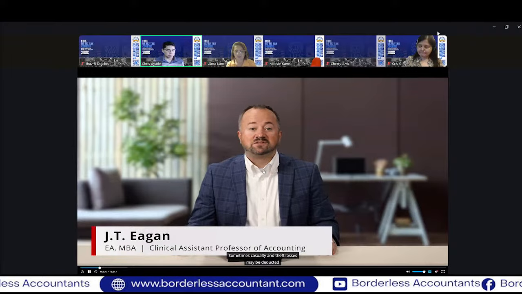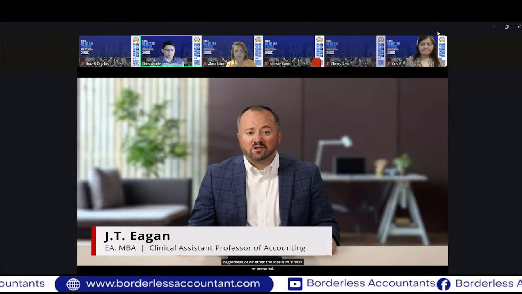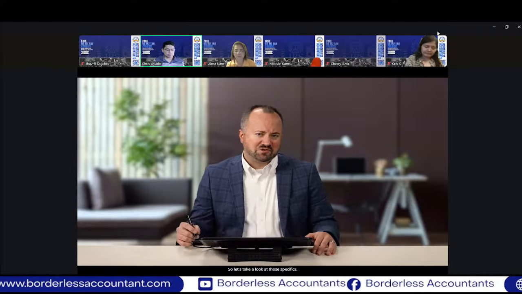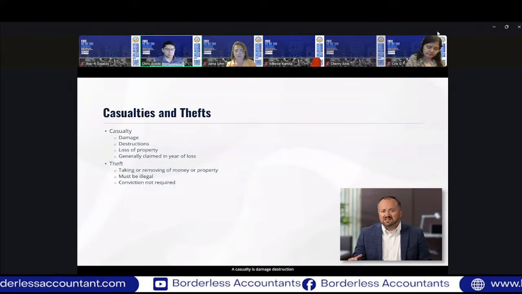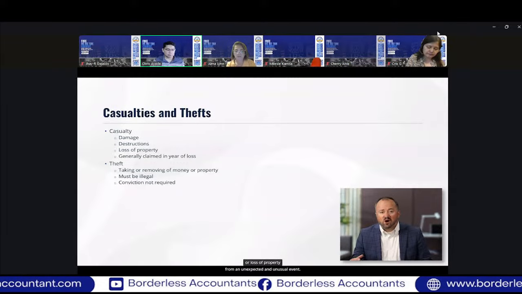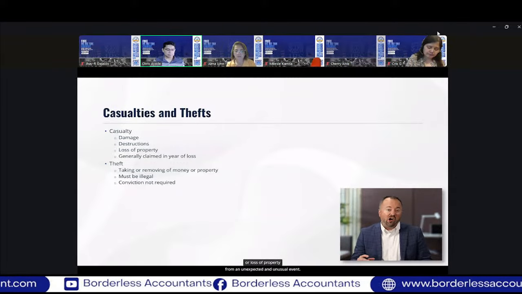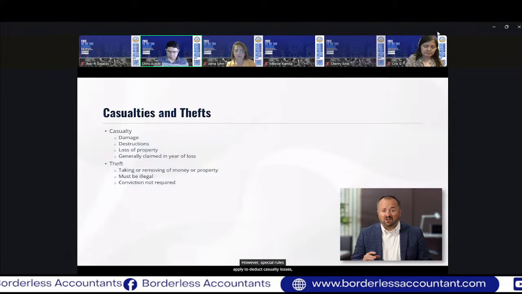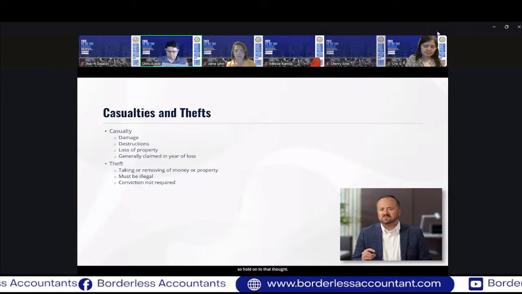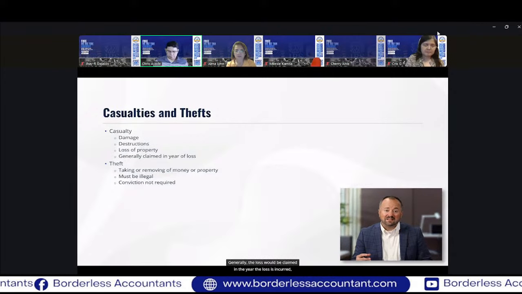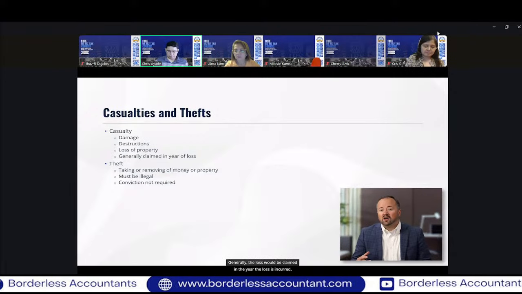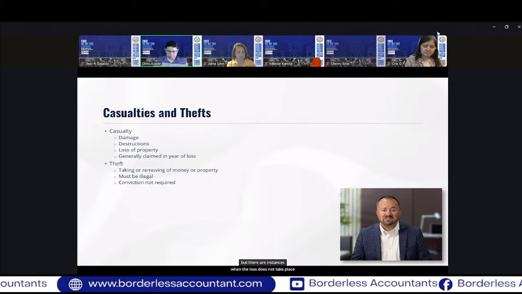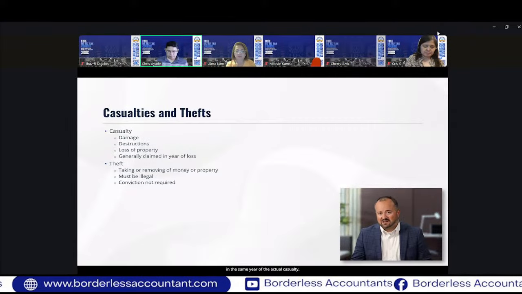Casualty and theft losses may be deducted regardless of whether the loss is business or personal. So let's take a look at those specifics. A casualty is damage, destruction, or loss of property from an unexpected and unusual event. However, special rules apply to deduct casualty losses, so hold on to that thought. Generally, the loss would be claimed in the year the loss is incurred, but there are instances when the loss does not take place in the same year of the actual casualty.